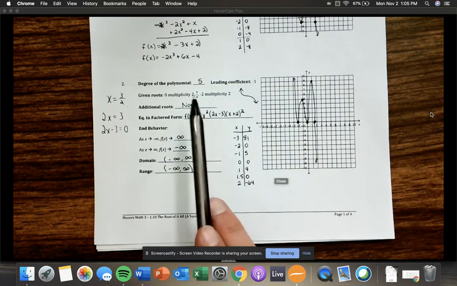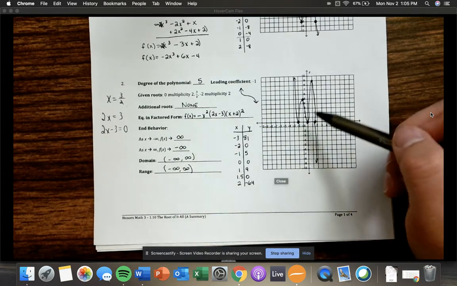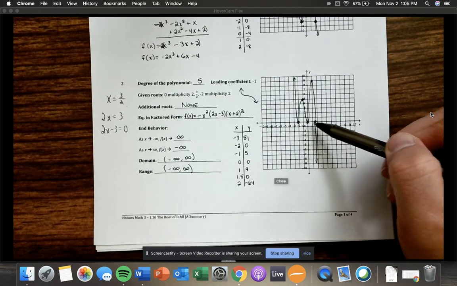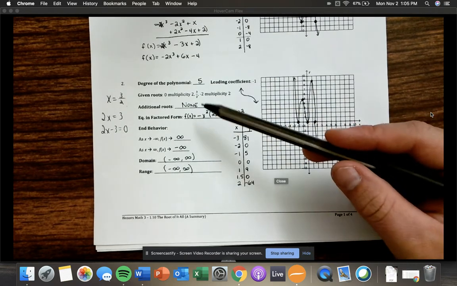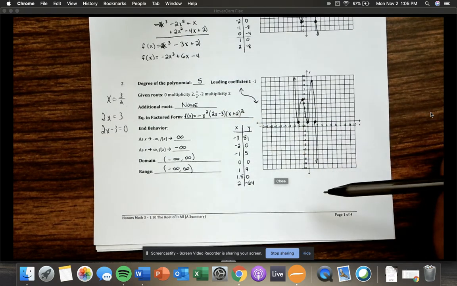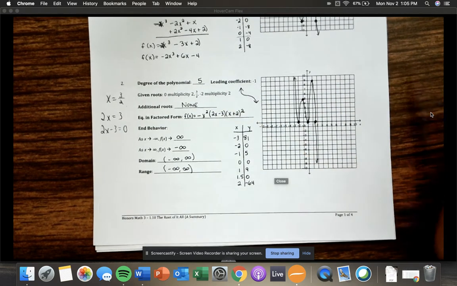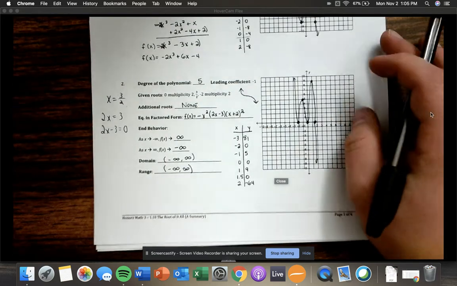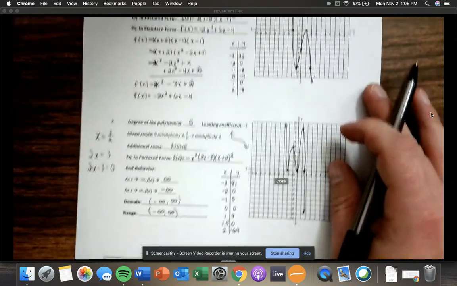We know anytime it's got a multiplicity of 2, it's going to touch at that root. And every time it's a multiplicity of 1 or any odd multiplicity, it's going to cross. Just like we've been doing, nothing new here. We're just putting it all together.